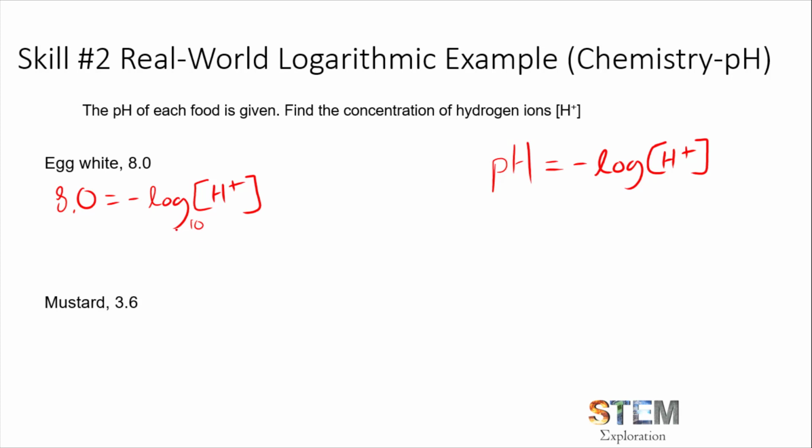So what I'm going to do here is just real quickly switch the minus sign from one side to the other. I'm going to multiply both sides by negative 1, and I'll explain why I'm doing this in a moment, so that I get negative 8.0 is equal to the log base 10 of H plus.